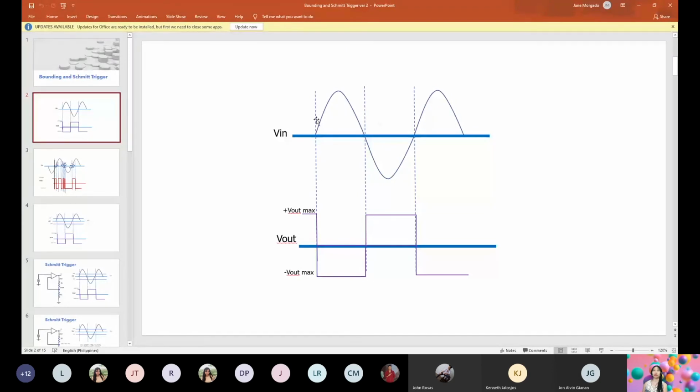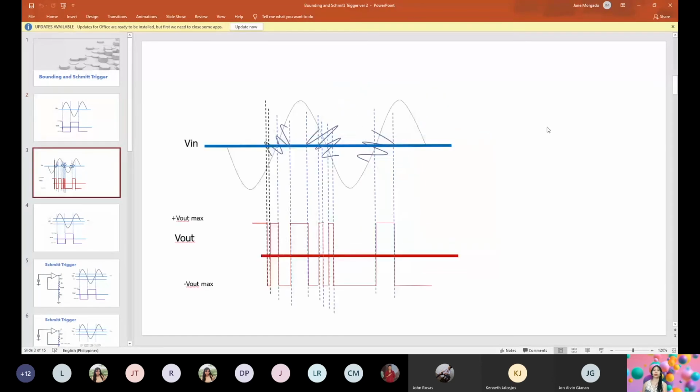So ideally, if this is an inverting comparator, positive input gives negative output. It's like you toggle from logic 0 to logic 1. But in real life, this is what happens. These sinusoids represent noise. Ideally it should be a smooth sinusoid, di ba? You can see this.